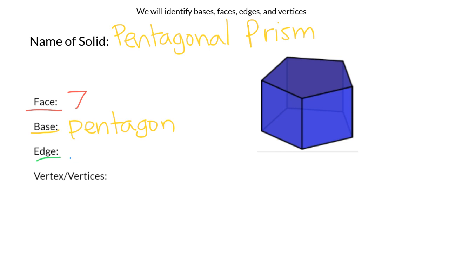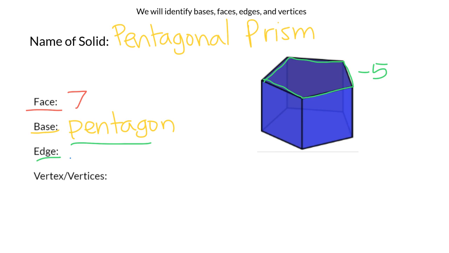So I'm going to again count edges. That is where 2 faces meet. Okay, so I have 1 here, 1 here, 1 here, 1 here, and 1 here for a total of 5. Now that should make sense because again, we know we have a pentagon, which means 5-sided, and that is where those 5 sides of the pentagon are meeting up with the other rectangular faces that make up our prism.